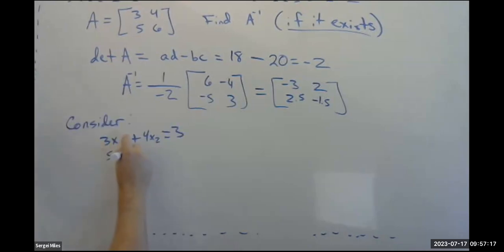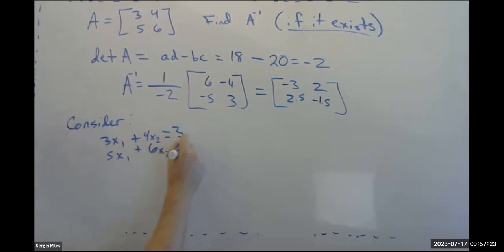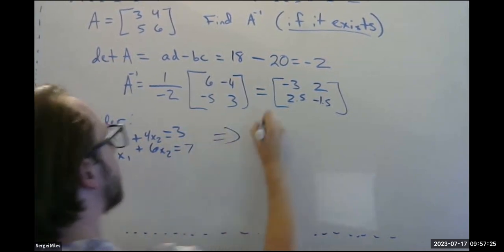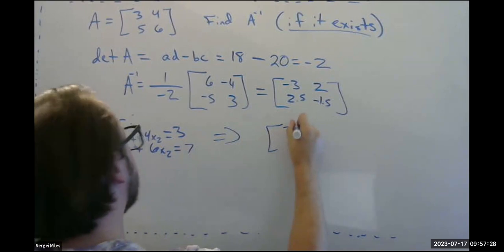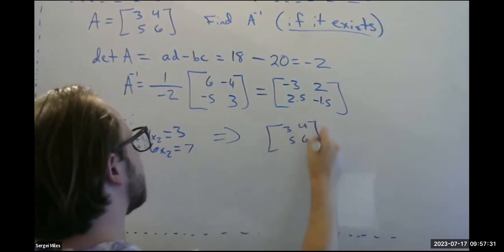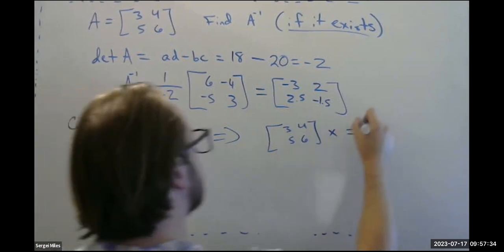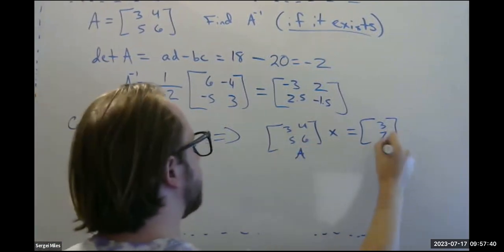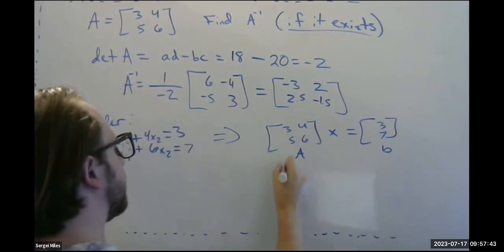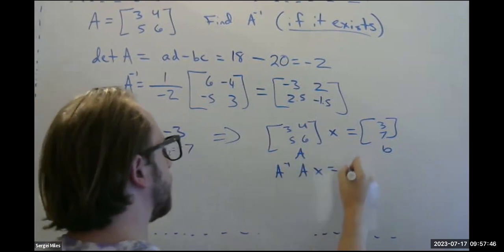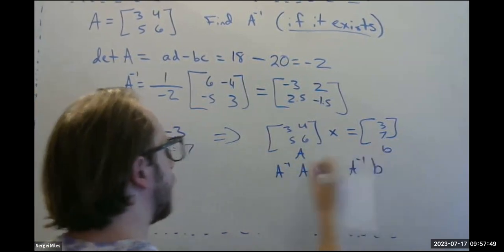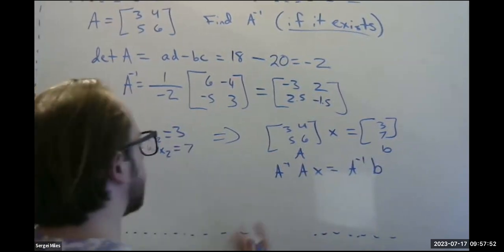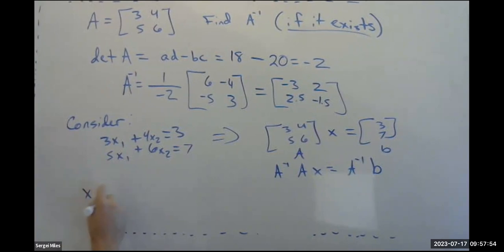3 equals 3, 5x1 plus 6x2 equals 7. Well, this is the same thing as the matrix equation [3, 4; 5, 6] times x equals [3; 7], right? This is my matrix A. This is B. If I multiply by A inverse on the left, well, A inverse times A is the identity matrix. In other words, my solution to this problem equals A inverse times B.